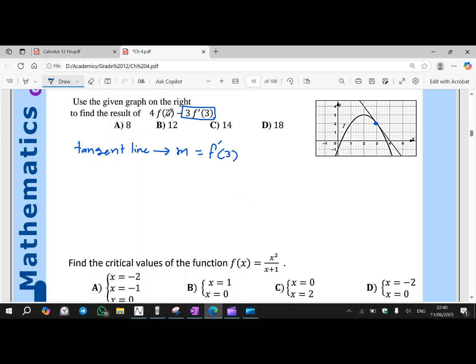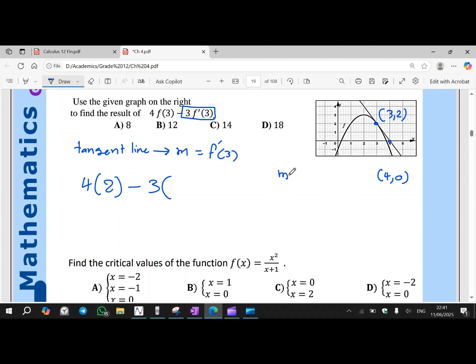Okay. And f of 3, we can get it from the curve. F of 3 is equal to 2. Now, 4 times f of 3, which is 2, that's 4 times 2, minus 3 times. Let's find the slope. Here on this straight line, we can select 2 good points. This is a good one, 3, 2. And this point is 4, 0. Check. 3 in x, 2 in y. Cool. 4 in x, 0 in y.